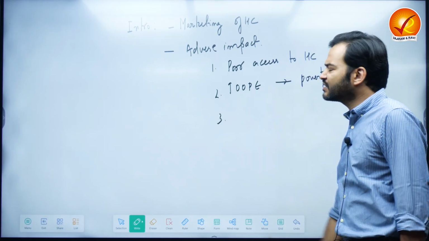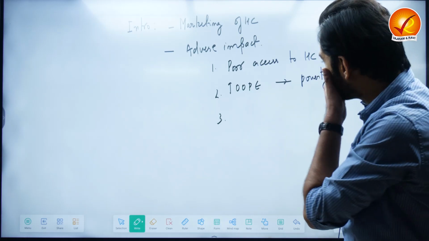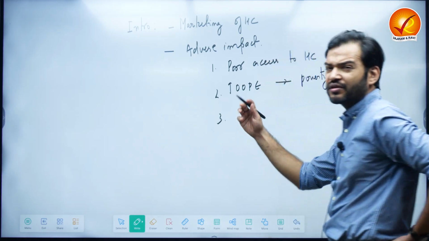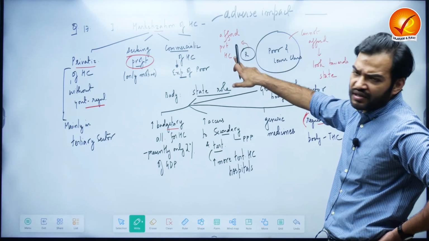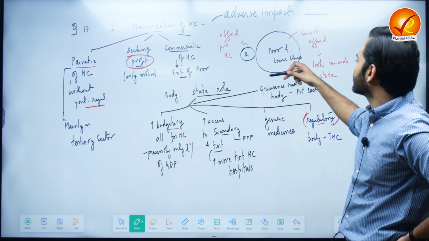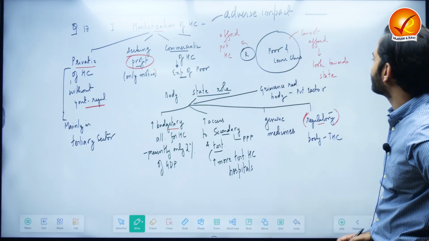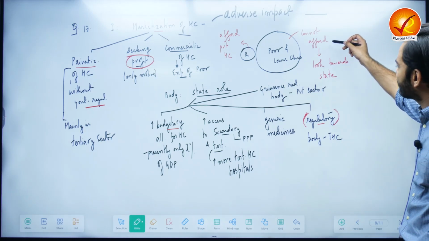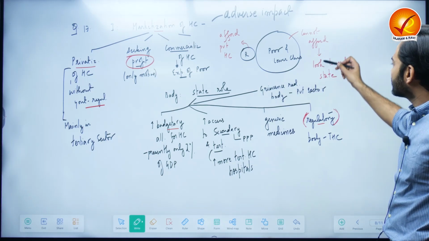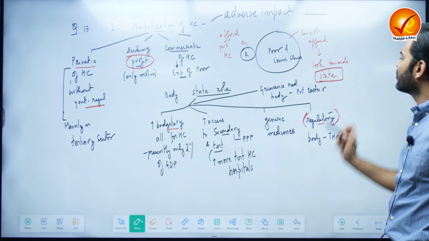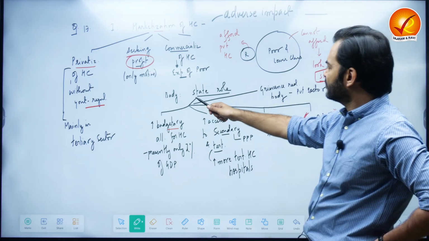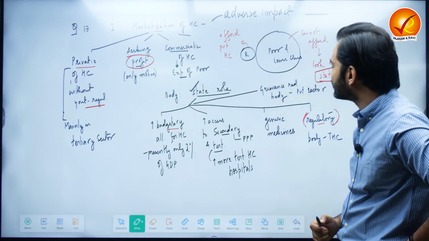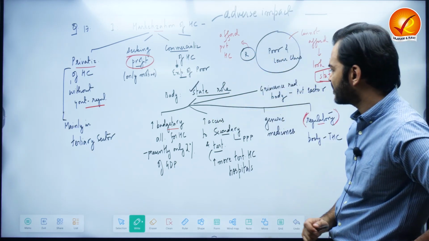Then the third adverse impact is that in India, the majority of the population is poor. See, the rich are very few who can afford private healthcare, but the majority section is poor and lower class who cannot afford private healthcare. And since they cannot afford private healthcare, they look towards the state. So what can the state do? What can the state do to reduce the adverse impact of marketization?